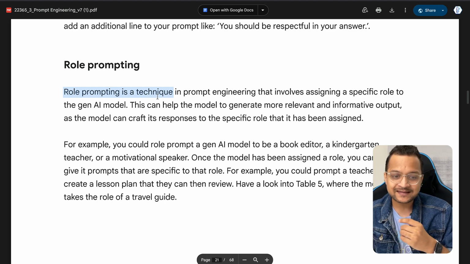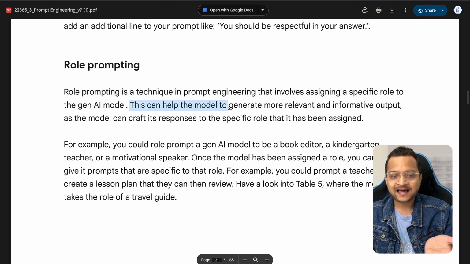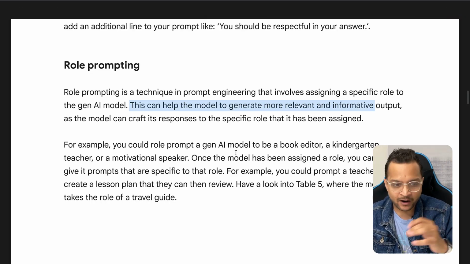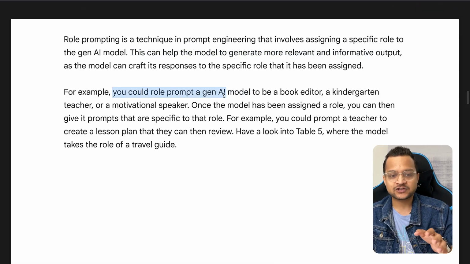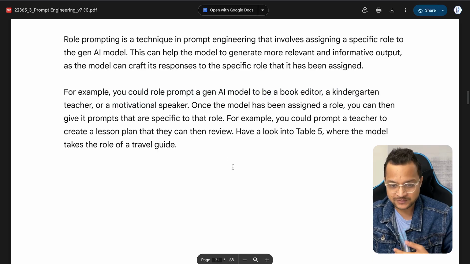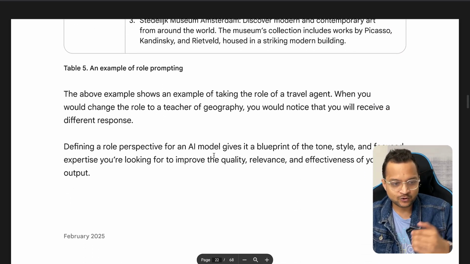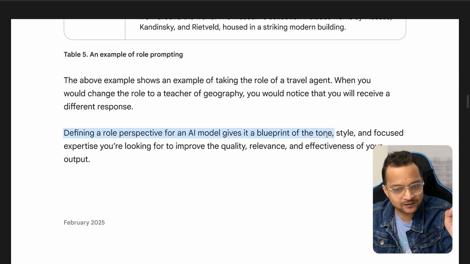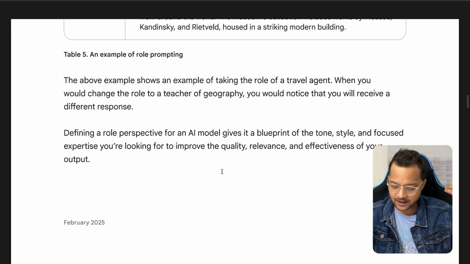Role prompting is a technique in prompt engineering that involves assigning a specific role to the Gen AI. This can help the model generate more relevant and informative output. That's the power. For example, you could prompt a Gen AI to act like a book editor, kindergarten teacher, or motivational speaker. That can be the role. It could be anything, it's up to you. Now, defining a role perspective for an AI model gives the blueprint of tone, style, and focused expertise you're looking for to improve the quality. Amazing.